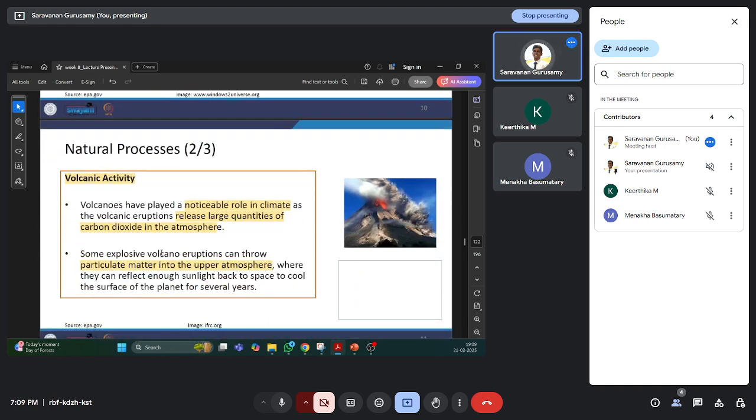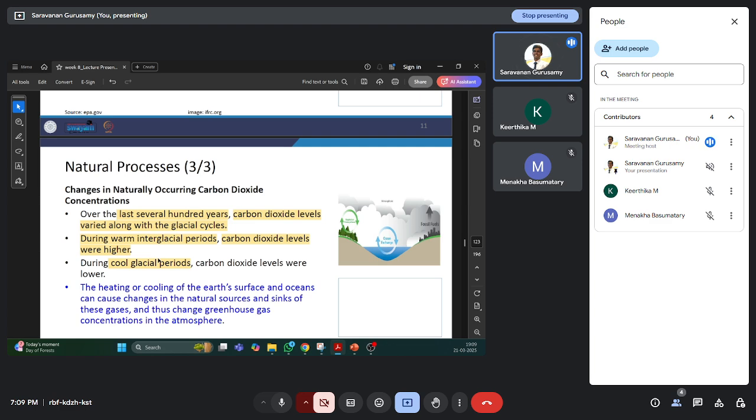Volcanic eruption has a notable role in climate. It releases a large quantity of carbon dioxide into the atmosphere, and the particulate matter released into the atmosphere can also act as a greenhouse gas or a reflecting agent. Then there is the change in naturally occurring carbon dioxide concentration over the last several hundred years. Carbon dioxide levels varied along with the glacier cycles. During warmer interglacial periods, carbon dioxide level will be higher, but during cooler glacial periods it will be lower. So that will be the problem.